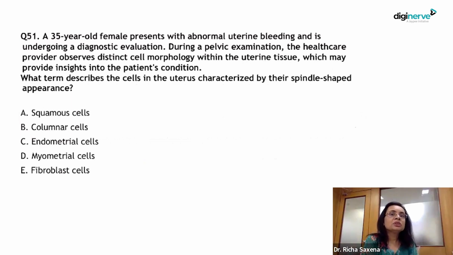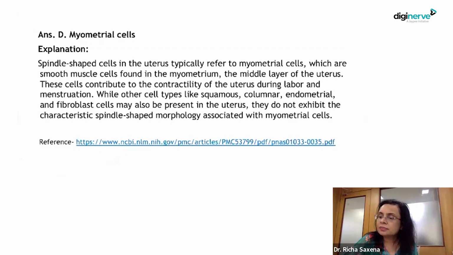So coming to the next question, a 35-year-old female presents with abnormal uterine bleeding and is undergoing a diagnostic evaluation. During a pelvic examination, the healthcare provider observes distinct cell morphology within the uterine tissue, which may provide insights into the patient condition. Which term describes the cells in the uterus characterized by their spindle-shaped appearance? Again, this is a very simple question, but they have tried to make it a very complicated one. So what is the answer in this case? Yes, this is the myometrial cells. The characteristic spindle-shaped cells in the uterus is the myometrial cells.